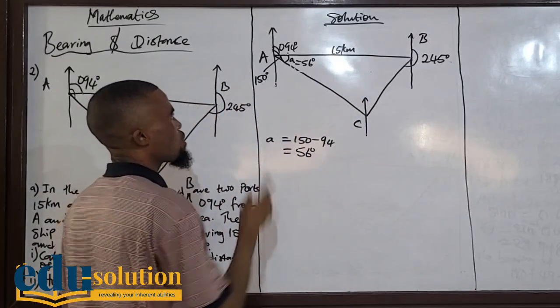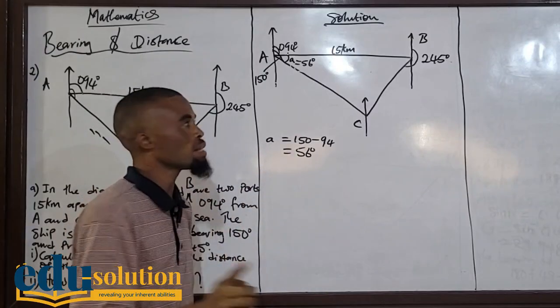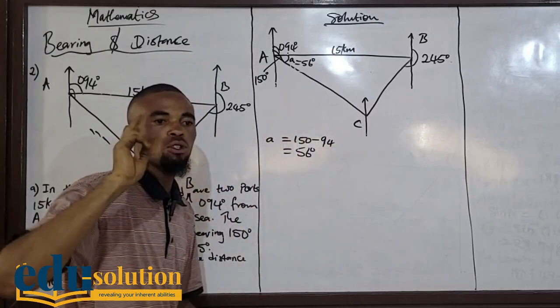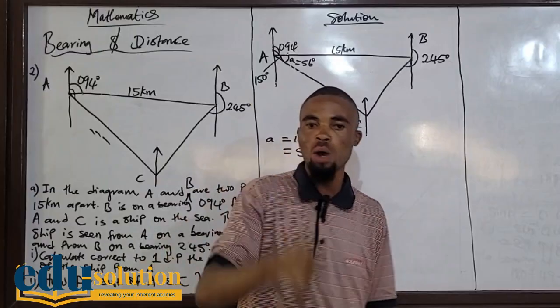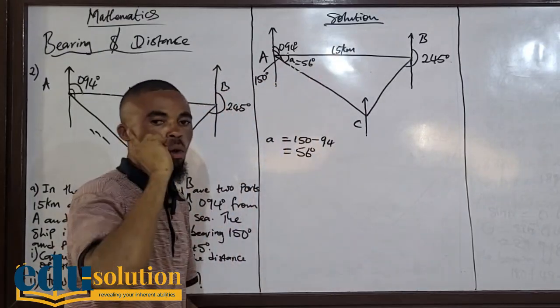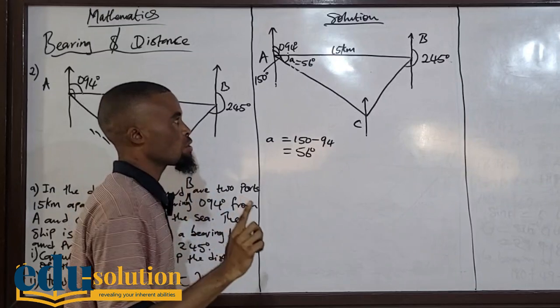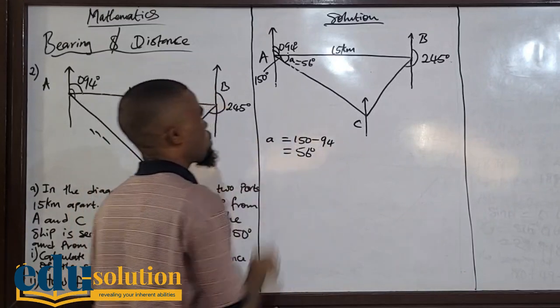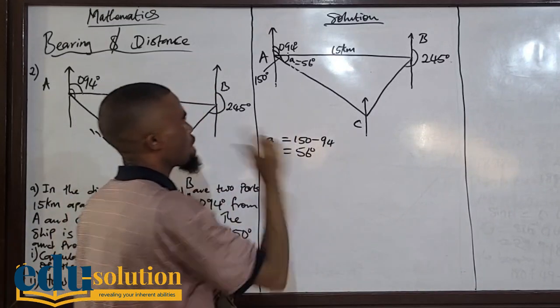But before we use sine rule, of course, you know that sine rule requires that you have at least two sides and one angle, or two angles and one side. So since we have just one angle and one side, we need to look for one more angle to be added to the question so that we'll be able to solve. So how do we get it? Let's go.